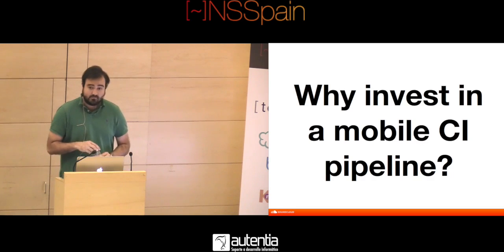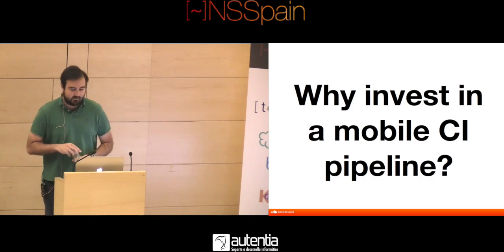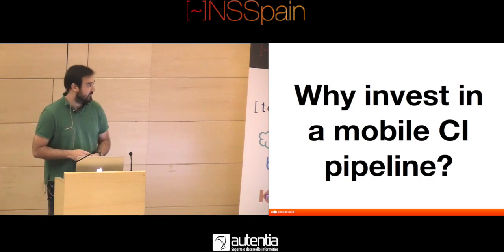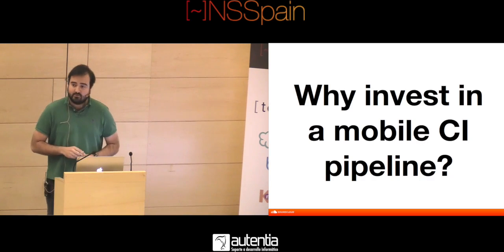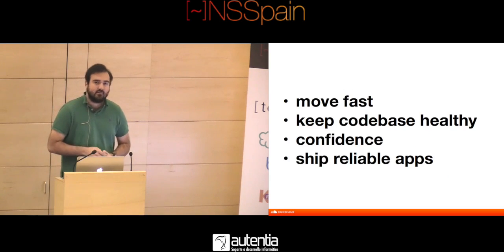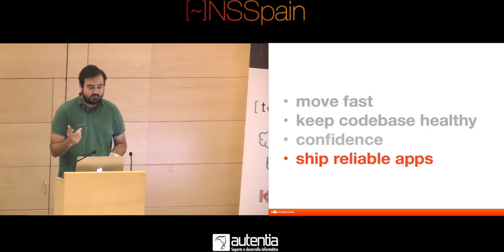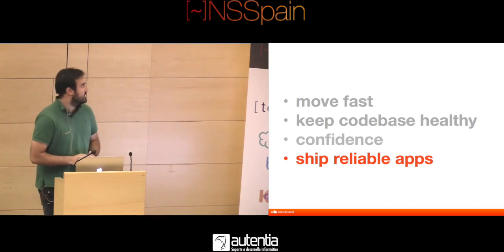But on mobile, it's actually pretty hard. It's getting easier every year. There's tons of great open source software now to build a CI system. But when we started in 2012, it was not easy. But what does a good mobile CI system give you? It enables you to move fast, to keep your code base healthy, have confidence in your app, and ship reliable apps. So let's talk a little bit about reliable apps.